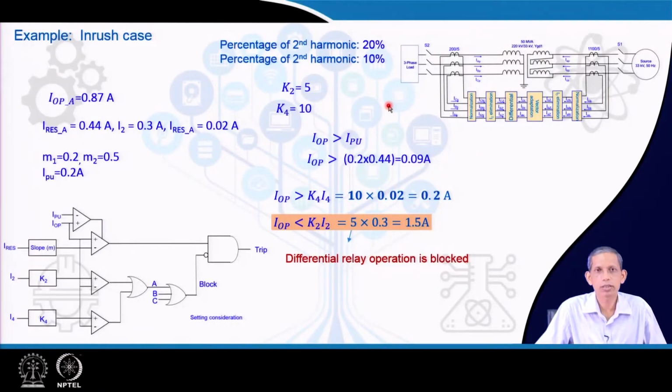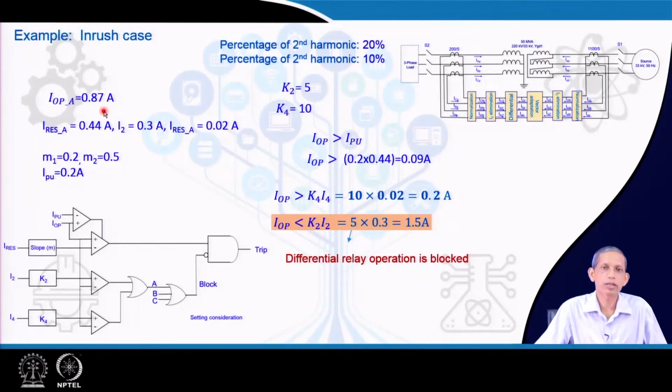Now, let us see that earlier example which we had, an aggregation we have seen in our earlier slide. In that case, we now consider a percentage of second harmonic setting of 20% and percent of fourth harmonic of 10%. So, K2 becomes equal to 5 and K4 becomes equal to 10.